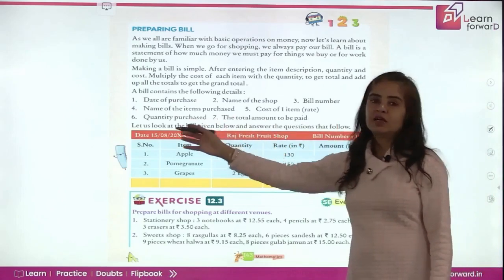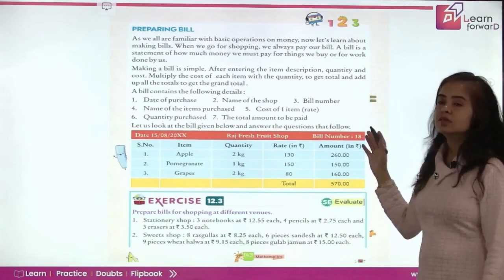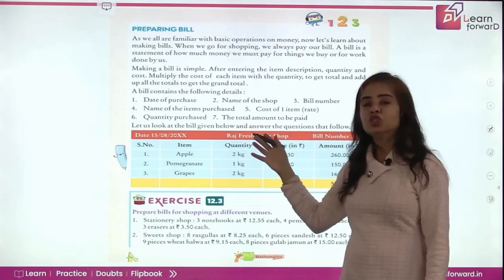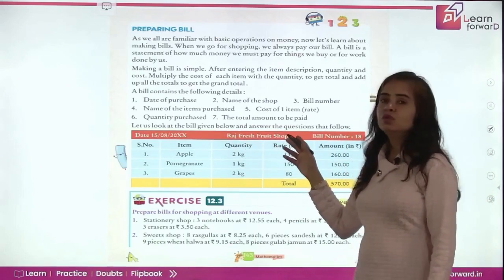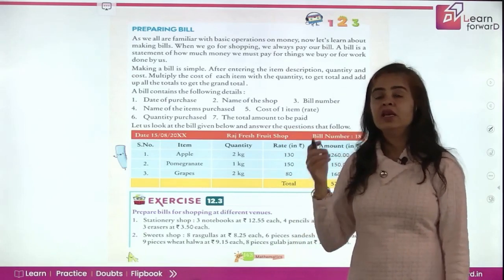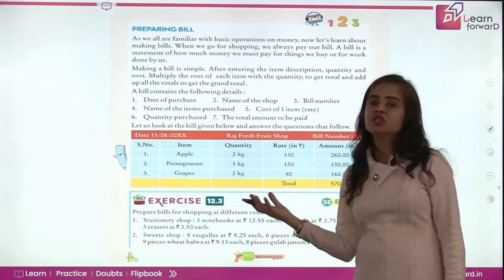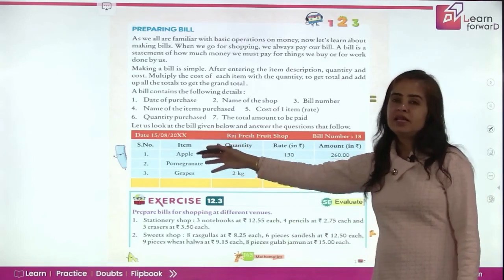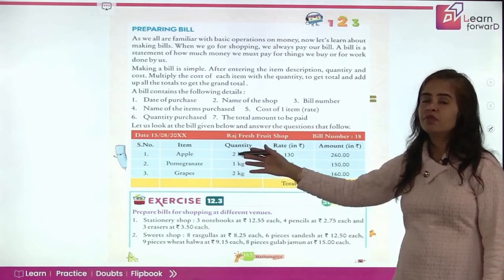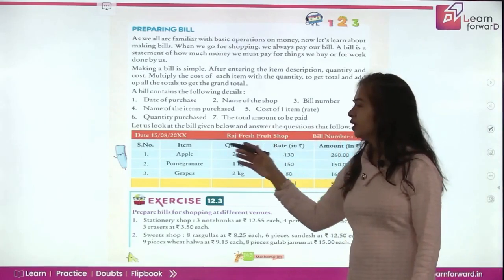So we start with the date, we write the name of the buyer, and then this is the name of the shop, Raj Fresh Fruit Shop. And if you buy something in credit, then your name is also mentioned there. If you buy it for cash, he mentions cash there. So date, the name of the shop from where you are buying, and the bill number. These are the things they have.